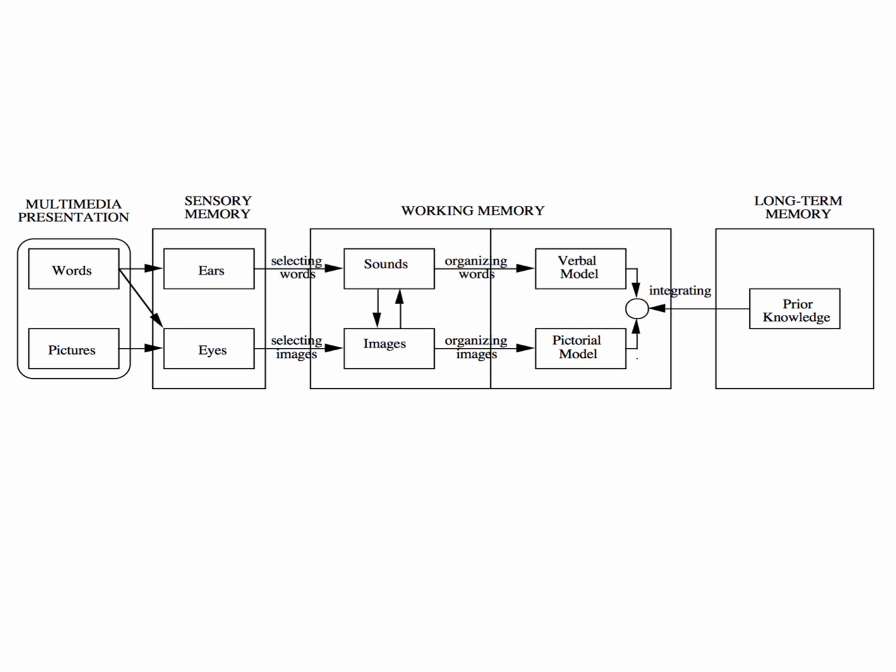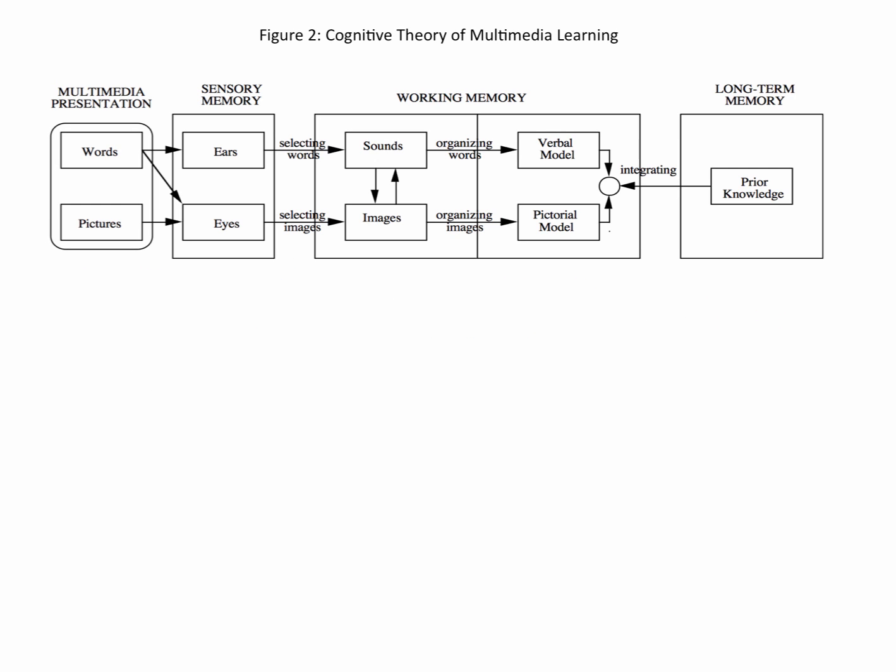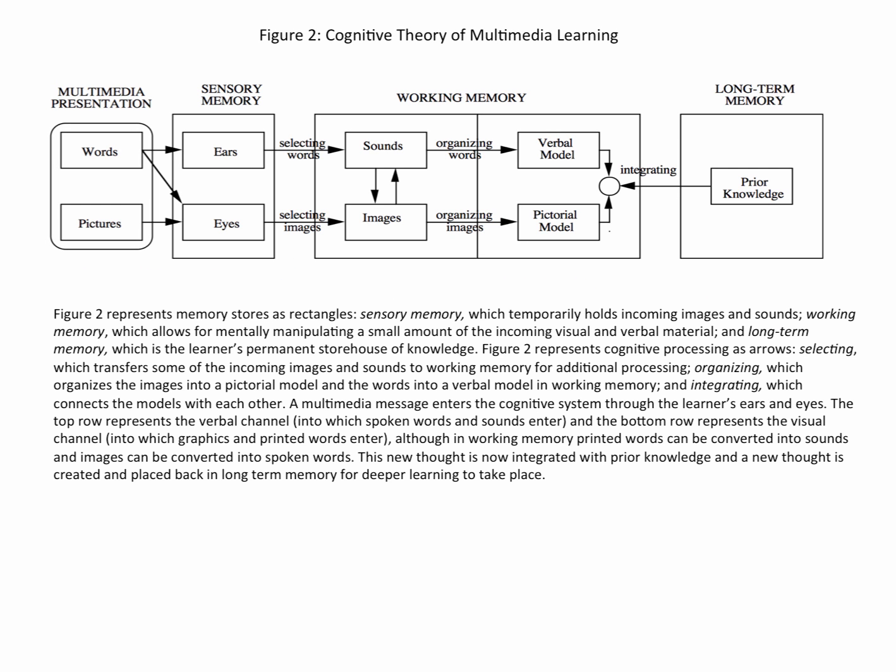This new thought now is integrated with prior knowledge, and a new thought is created and placed back into long-term memory for deeper learning to take place. As you can see from the original slide, there is a better way of explaining a complex diagram if you understand how the brain takes in and processes information.